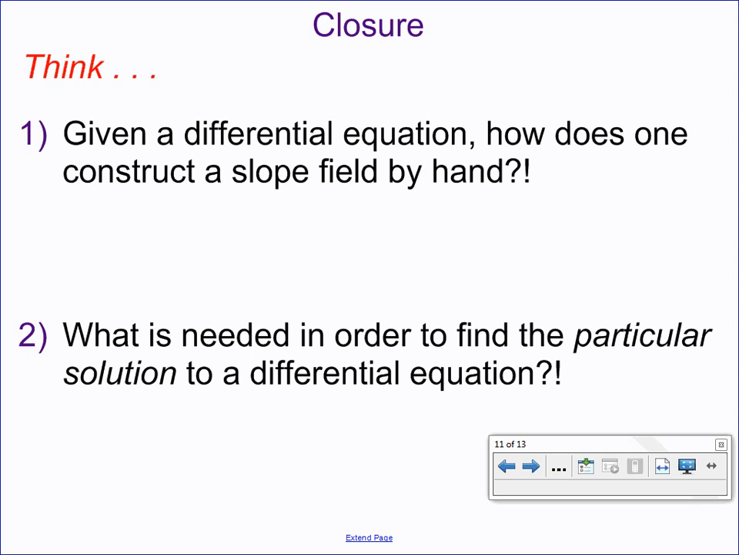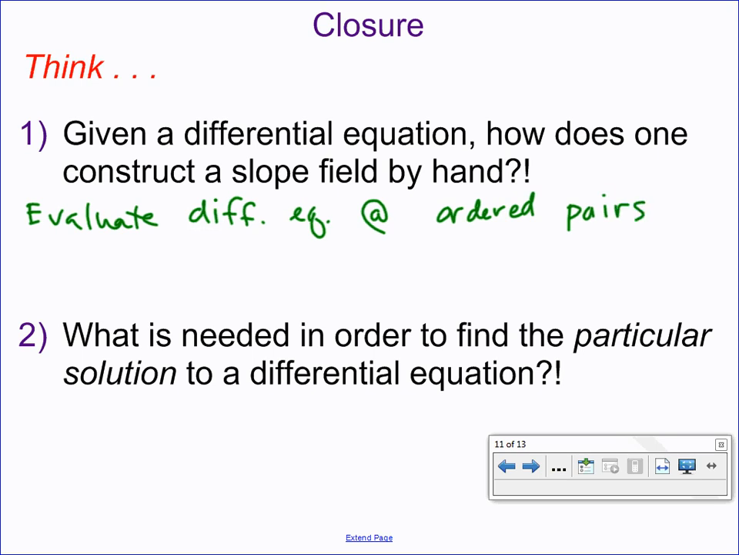And so we evaluate the differential equation at ordered pairs, right? And then we drew the mini tangent line that we got for the slope value. So we can evaluate our differential equation at several ordered pairs, see what slope values are produced, and then draw a mini tangent line at each ordered pair with that slope value.